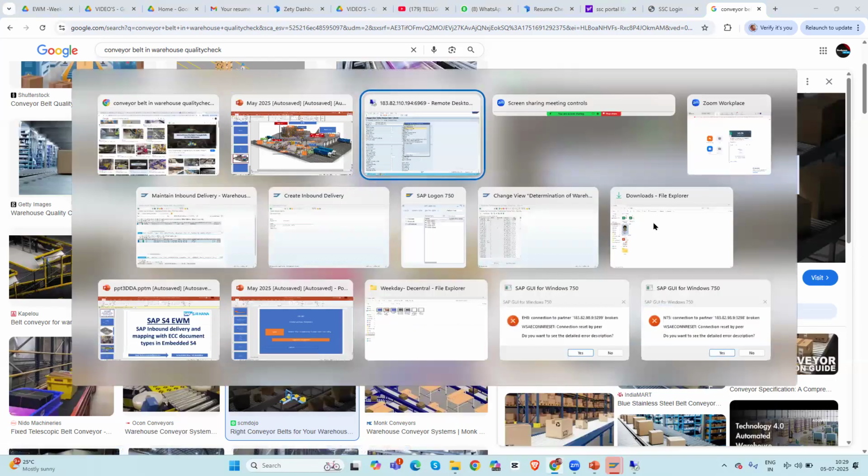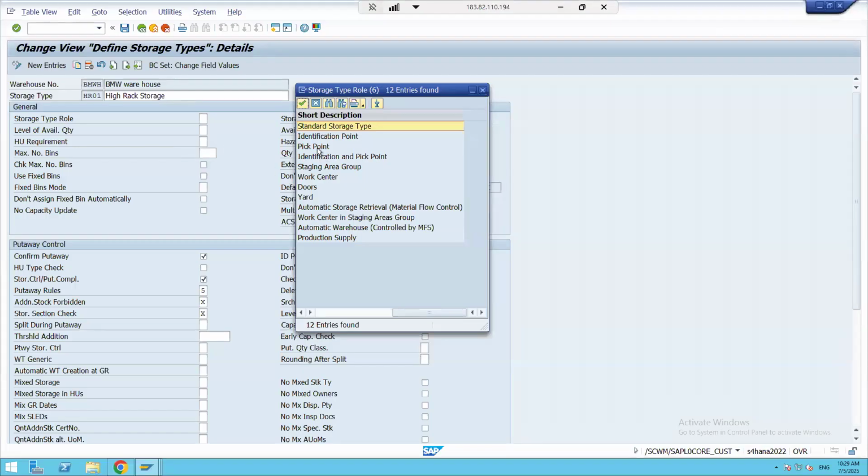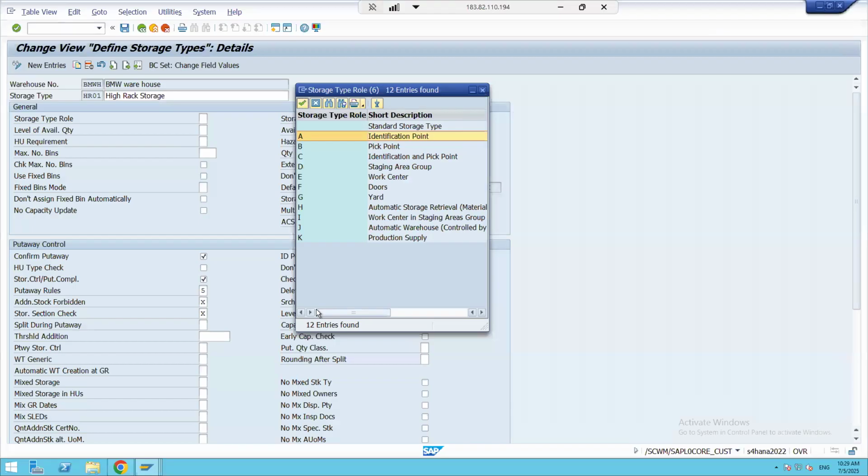ID point and pick point. Clear? The identification point is where on the conveyor belt you place the goods in the entry area. It decides whether the goods need to be moved to the conveyor belt or not.